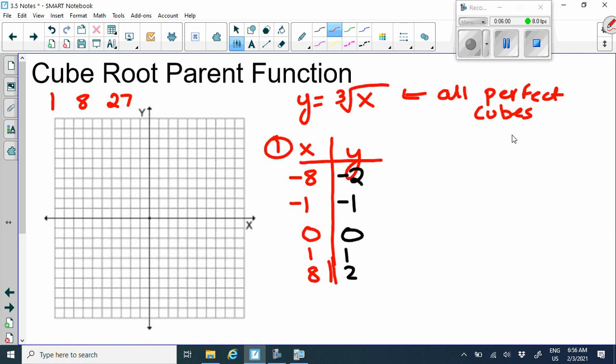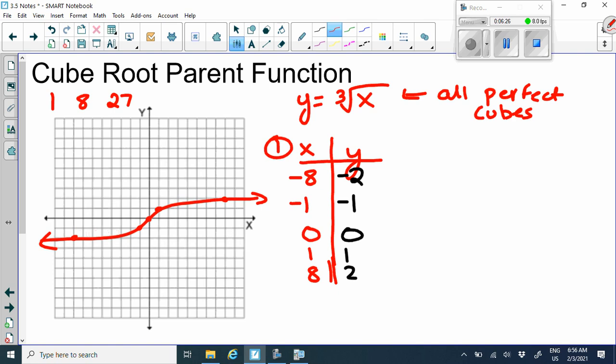Okay, let's go ahead and plot this. So if I go over to -8, I go down to -2, and then I have (-1, -1), (0, 0), and then I have (1, 1), and then (8, 2). There you go. Okay, and as I said, it kind of looks like a snake, right? And we talked about what this looks like when we did the inverses.